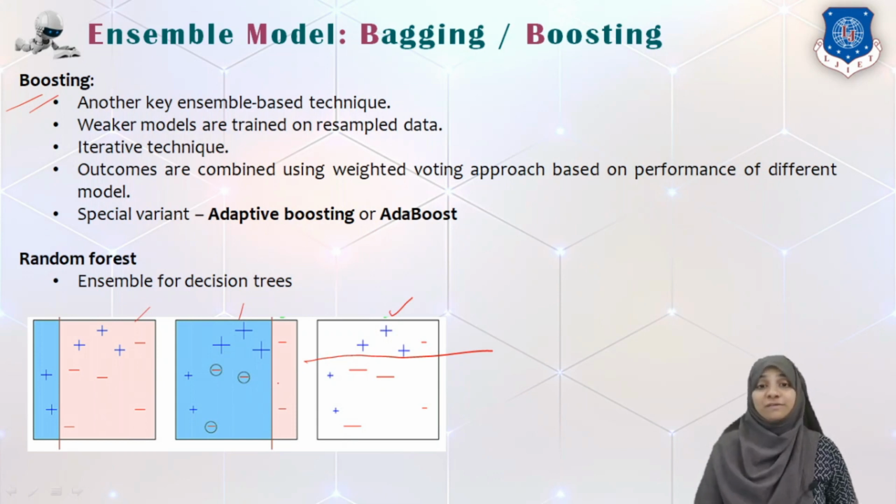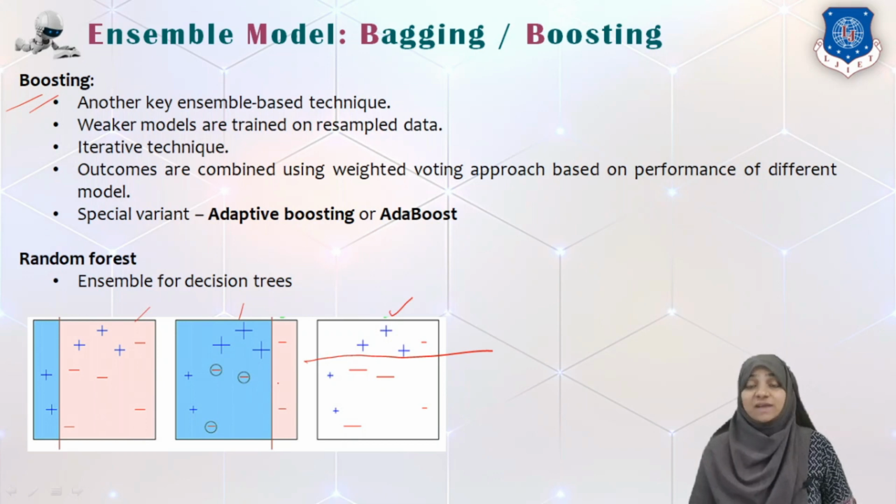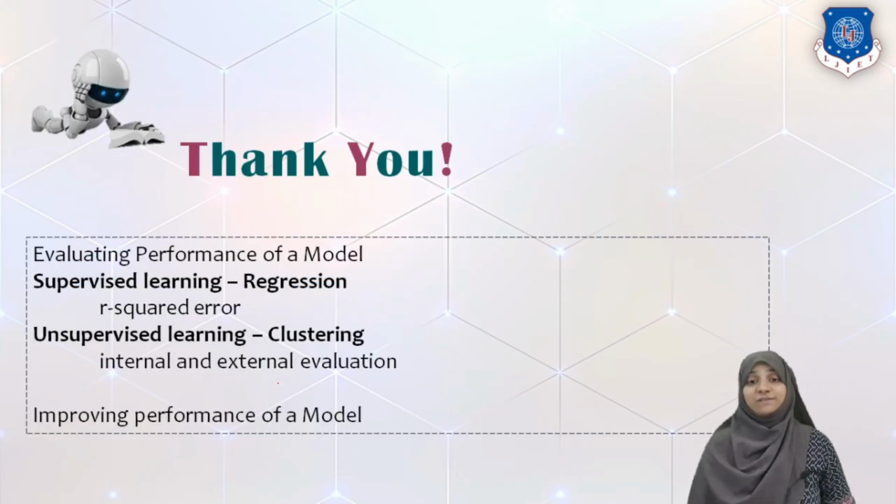There is one more method of ensembling that is called random forest, which is applied on decision trees, where we are refining or ensembling decision trees in order to generate a forest. We will look into the details of this approach in our later videos. So in today's video we have seen how to evaluate the performance of a regression model and a clustering model, and we have seen 2 different approaches to improving the performance of a model, which use ensembling, that is bagging and boosting.